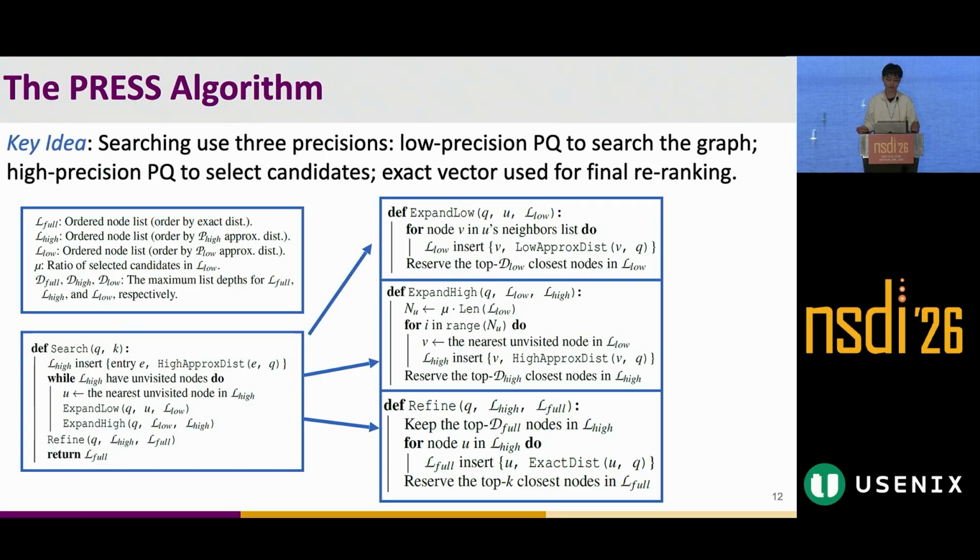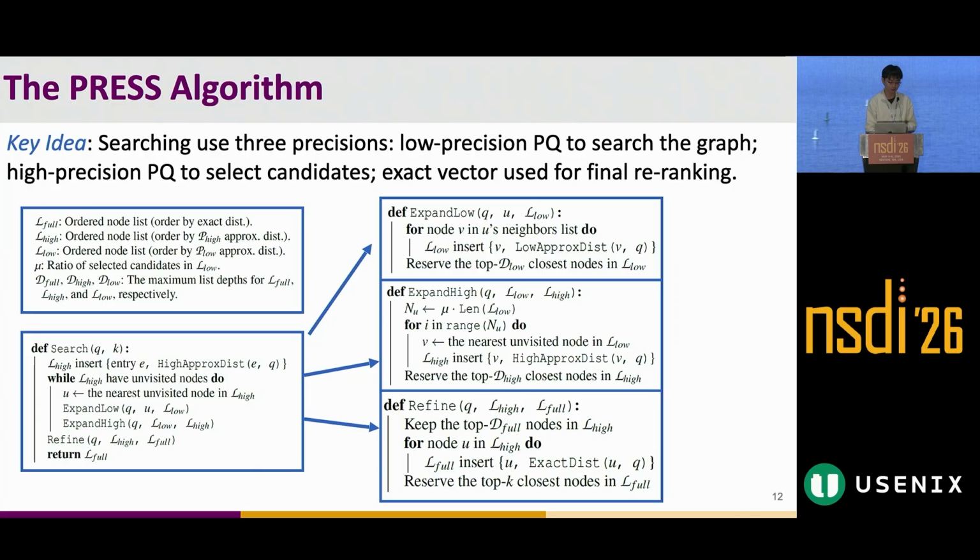The key idea is that in our algorithm, we use three precisions: two precisions of PQ and one precision for the exact vectors. We use the low precision PQ to search on the graph, and we use the high precision PQ to select the candidates for the next iteration. And finally, we use the exact vectors, also known as the full vectors, for the final re-ranking phase.